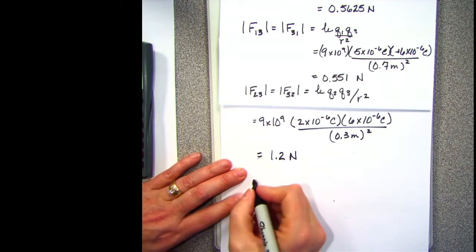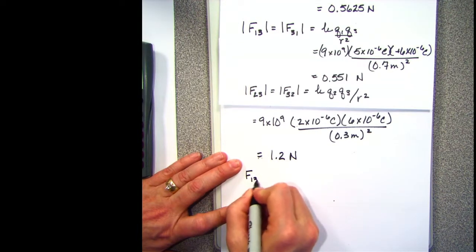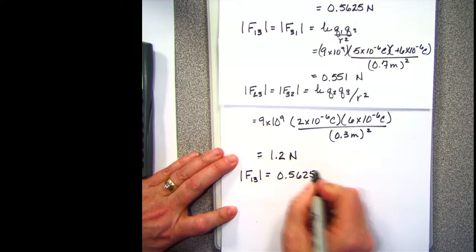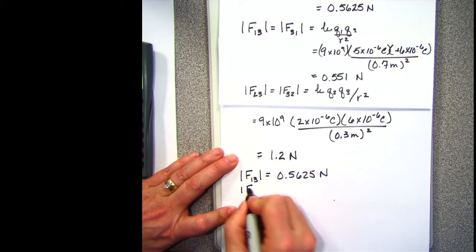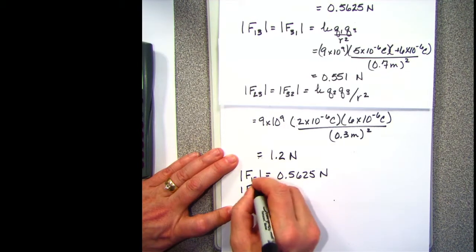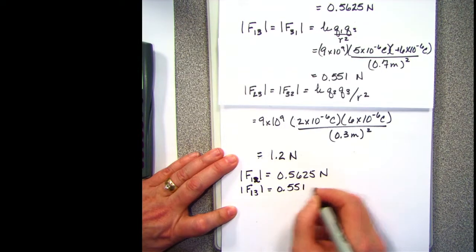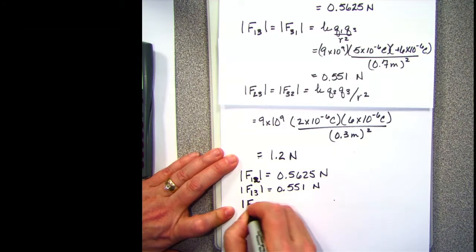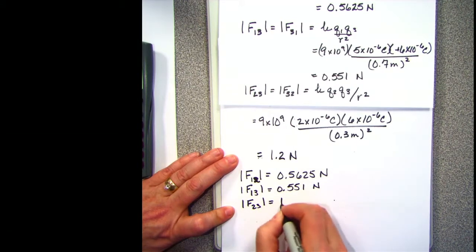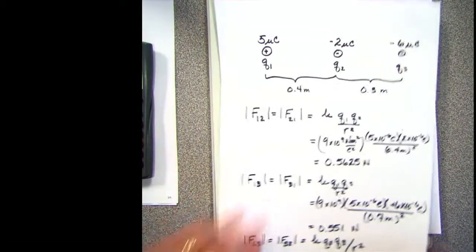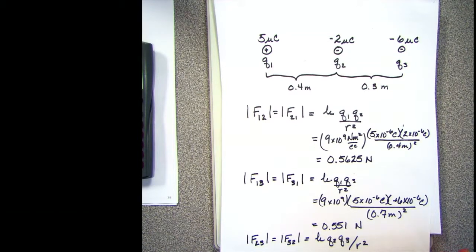So I have the values all the way through, so I'm going to rewrite them down here so we can see. The magnitude of F12 was 0.5625 newtons. The magnitude of F13 was 0.551 newtons. And the magnitude of F23 was equal to 1.2 newtons. So I have all 3 magnitudes. Now comes the fun part. We're going to use the superposition principle, and we're going to know what question we ask.